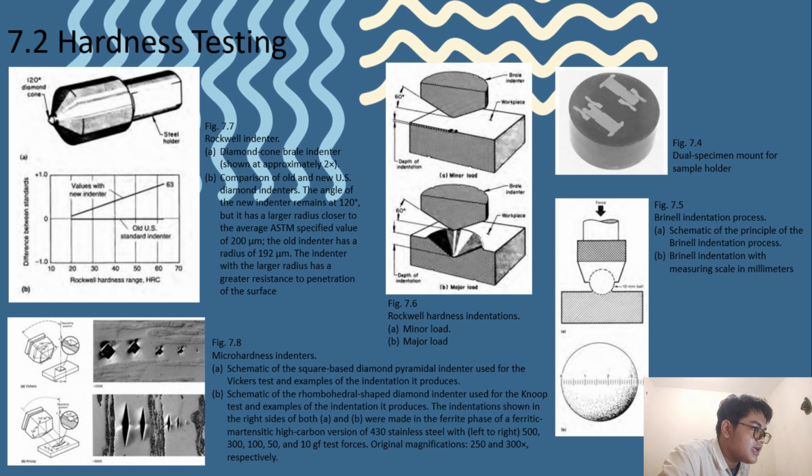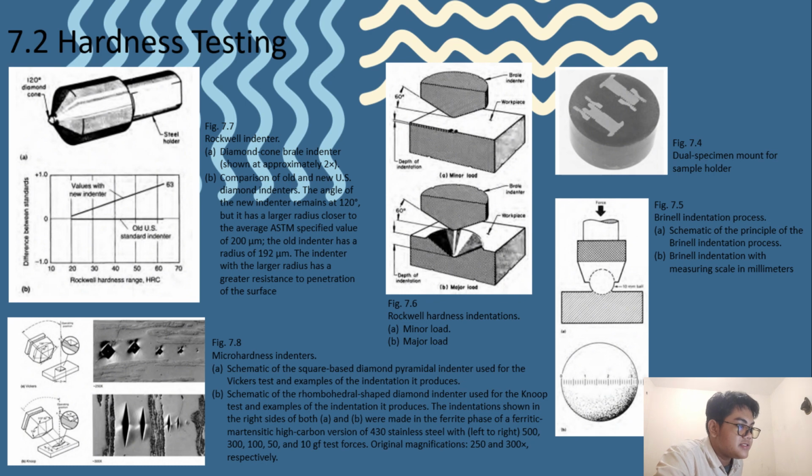We have two figures there. A is a schematic of the principle of the Brinell indentation process, and B is the Brinell indentation with measuring scale in millimeters. Next, Figure 7.6 is a Rockwell hardness indentation. We have two figures there also: A, minor load, and B, major load.